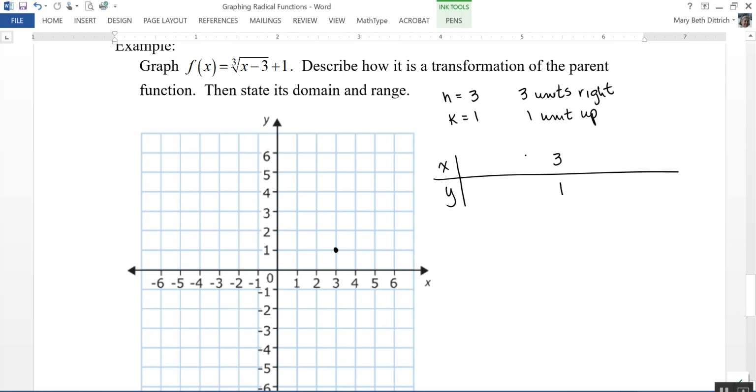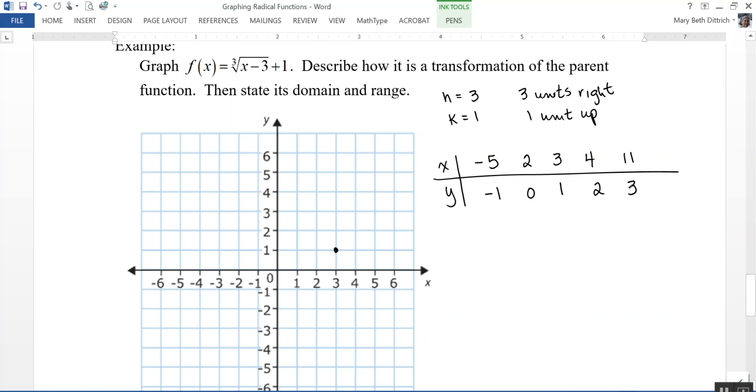2 will actually work in there, so the cube root of negative 1 is negative 1, which gives me 0. And then I think I would like to have a negative 8 under there, so if x is negative 5, then that's going to give me a y value of negative 1. And I can choose 4, and that will give me 2. And then if I want to have a positive 8 under there, I need to have x equal to 11, which is not going to fit on my graph, and y will be equal to 3.